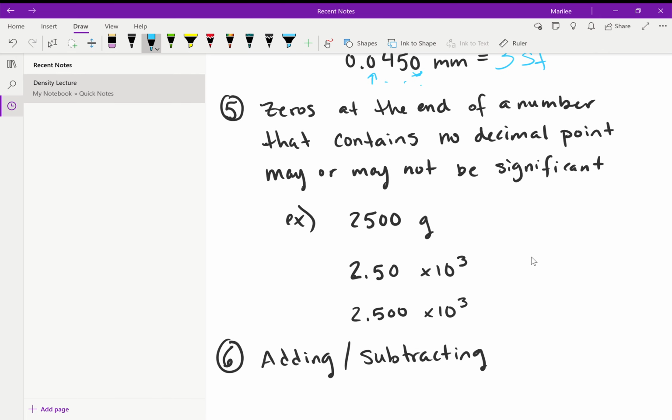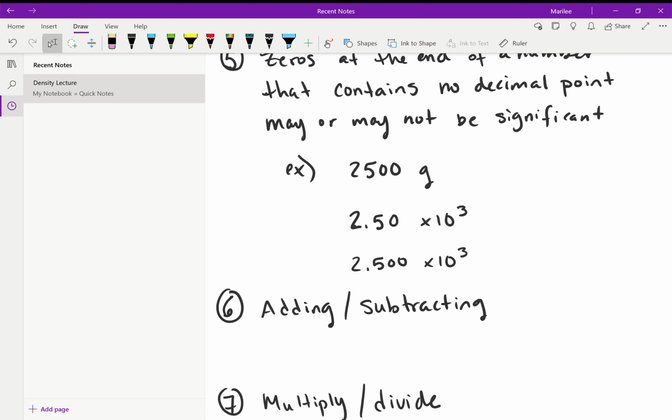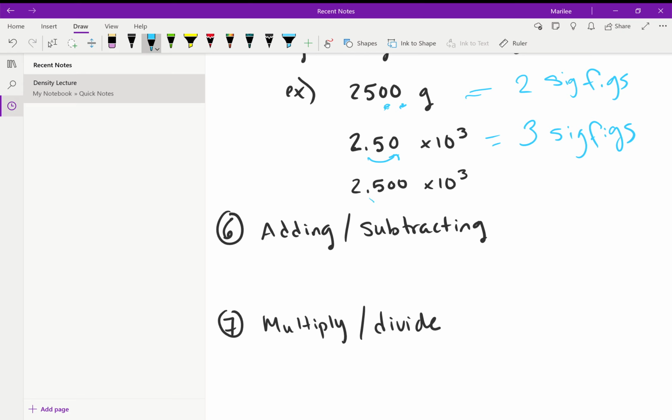Rule number 5. Zeros at the end of a number that contains no decimal point may or may not be significant. So here we have the example 2,500 grams. These 2 zeros are not significant, therefore you have 2 sig figs. On the other hand, 2.50, since this 0 is following the decimal point, it'll count. So this will be 3 sig figs. So if we add another 0 to the end, 2.500, both of these zeros count. Therefore we have 4 significant figures.